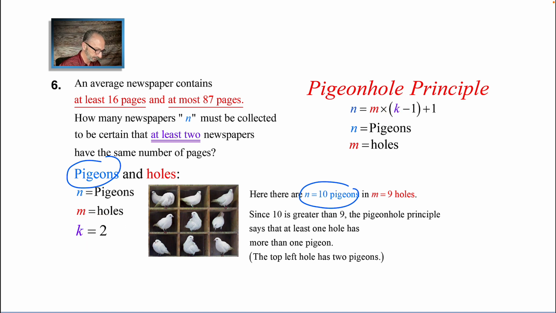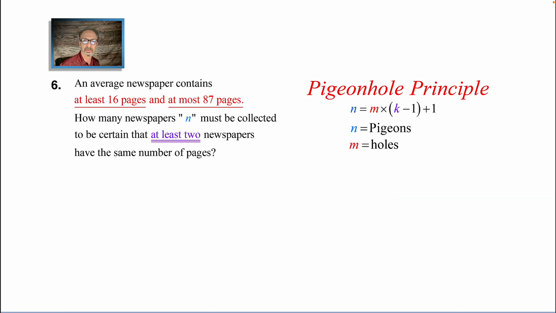Okay, now making sure that we are on the right page, that I'm not going away off. Okay, this is my slide that I'm going to be working on. An average newspaper contains at least 16 pages and at most 87 pages. That will refer to the number of holes. That's in red.